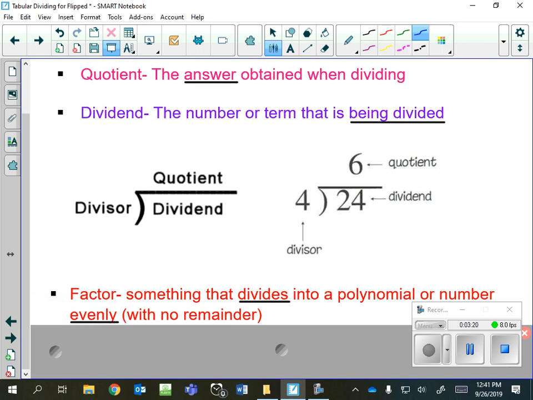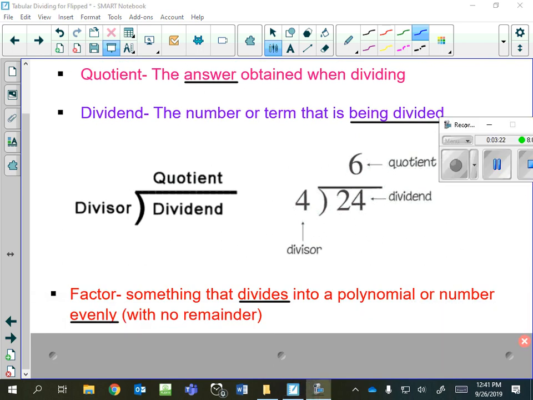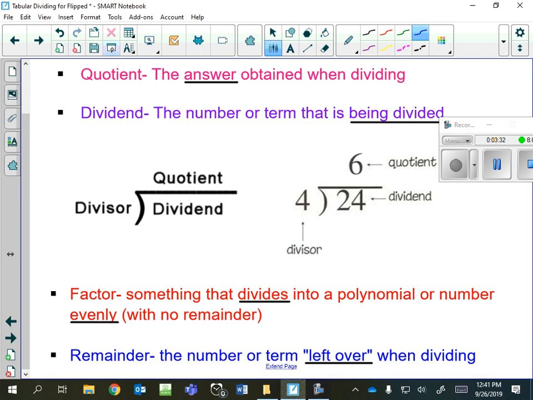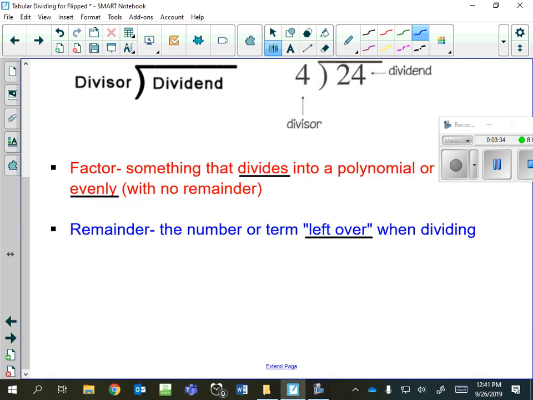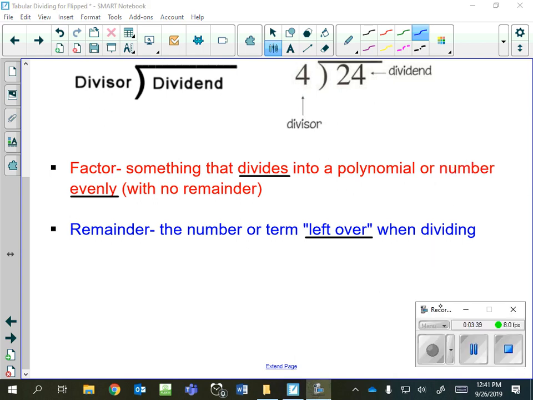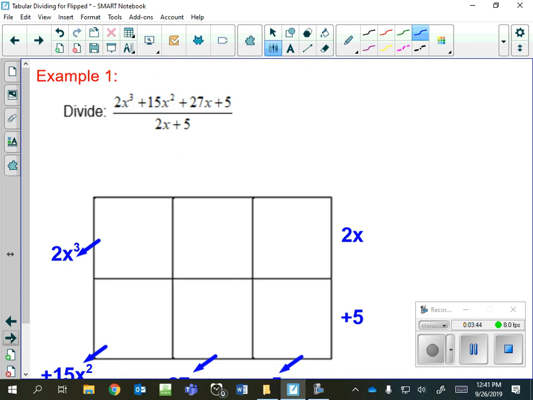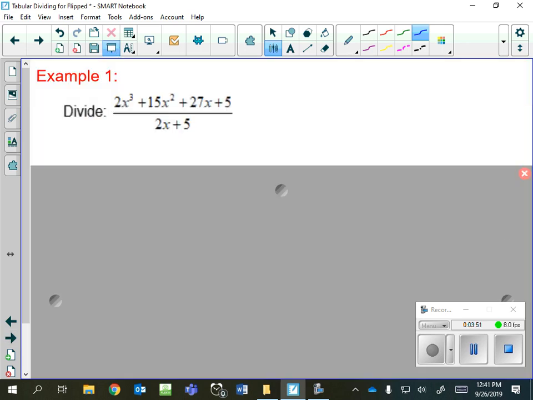My next vocabulary word is factor, which is something that divides into a polynomial or a number evenly, meaning there's no remainder. And then my last vocabulary word is a remainder, which is the number or term left over when you're dividing. So here's our first example. We're going to divide 2x to the third plus 15x squared plus 27x plus 5 divided by 2x plus 5.